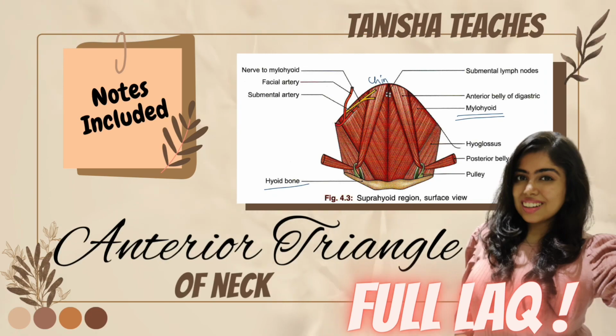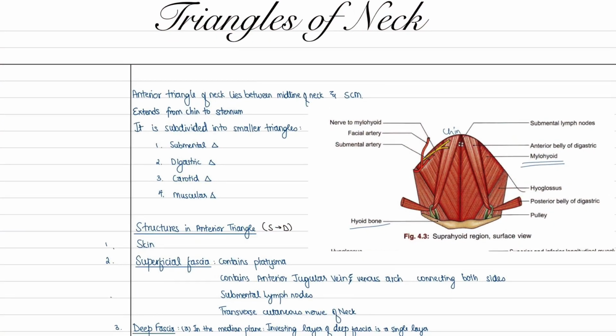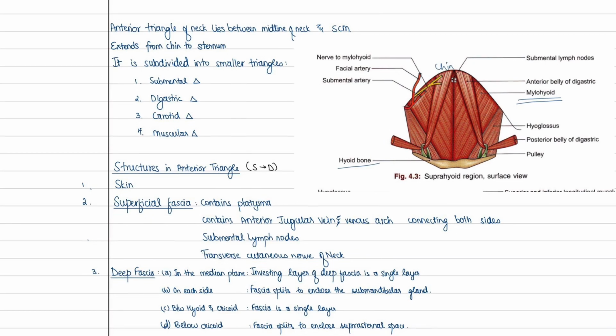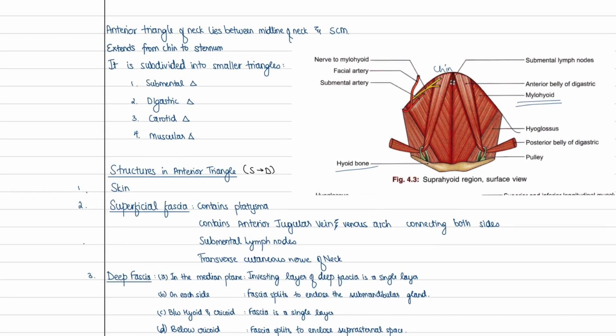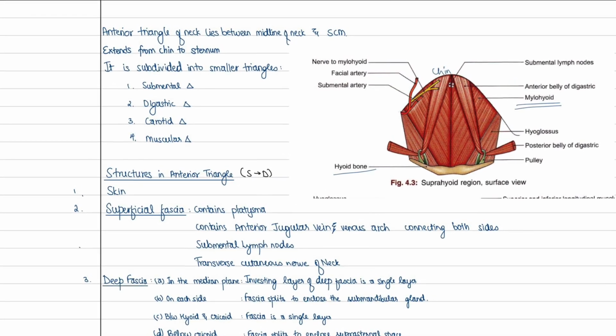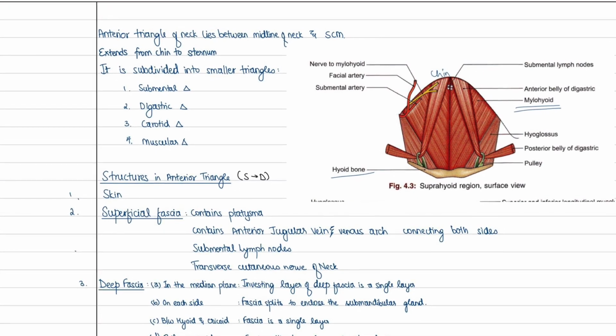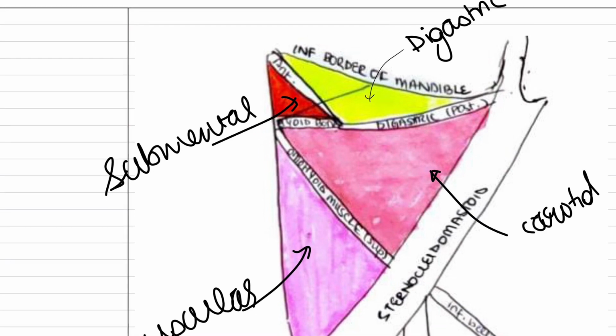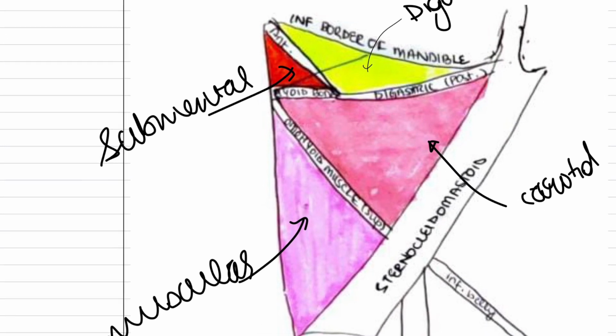Today we'll be covering the anterior triangle of the neck. The anterior triangle of the neck lies between the midline of the neck and the sternocleidomastoid. It extends from the chin all the way down to the sternum. The triangle is further divided into four smaller triangles: the digastric, submental, carotid, and muscular.